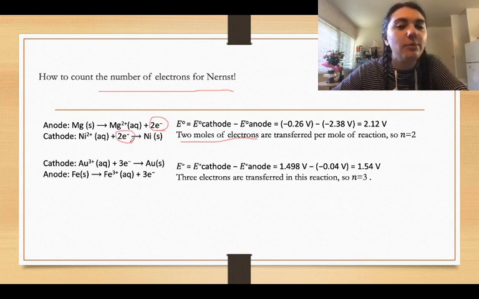And I do have an example of when that's not the case. But most of the time what you'll find is it's the number of electrons that are being transferred in the equation. And usually they are the same. And so that means that we basically just use n equals 2 here and then n equals 3 here.